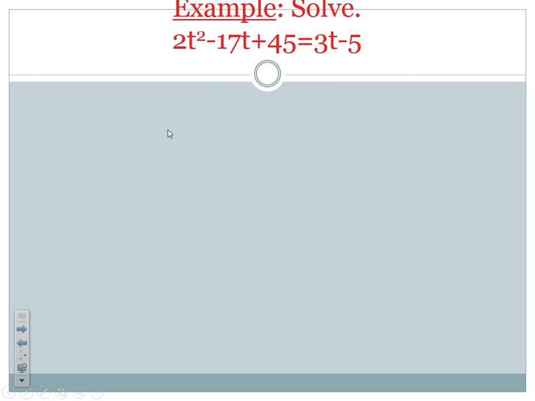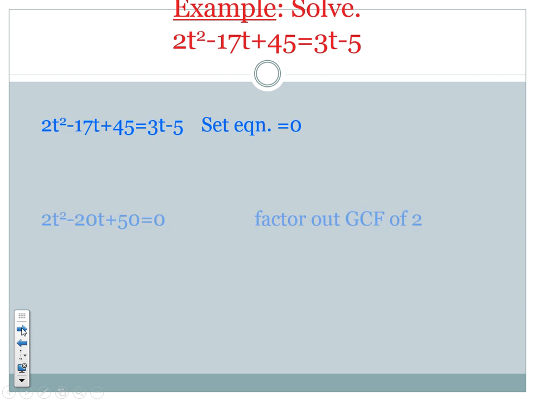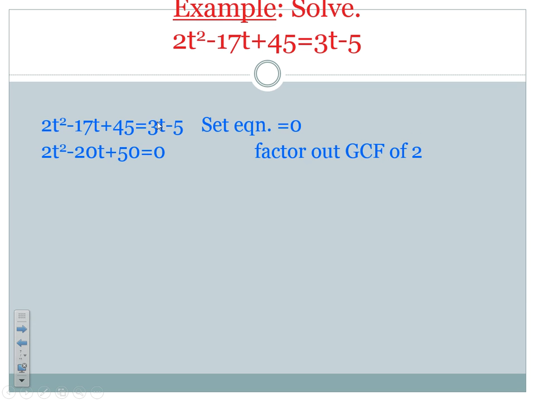In this example, we do have a quadratic equation, but we notice that this equation is not set equal to 0. So we are going to have to move some terms around so that we do have an equation set equal to 0. So that means that we need to move this 3t and this negative 5 to the left side so that we will have an equation set equal to 0. Now, by subtracting 3t, we get the negative 23t. By adding the negative 20t, and by adding 5, we get the positive 50 equal to 0. So now we have a quadratic equation that's set equal to 0.